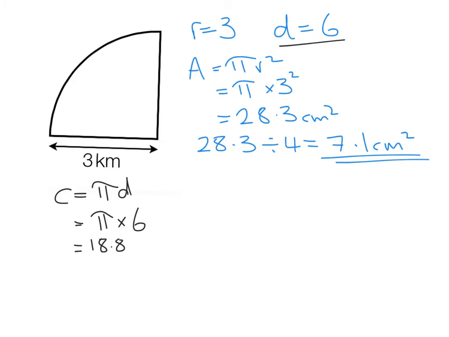Alright. Now, because that would tell me the perimeter, the circumference of the whole circle, and I've only got a quarter of a circle, I need to divide that by 4. So 18.8 divided by 4 is 4.7.